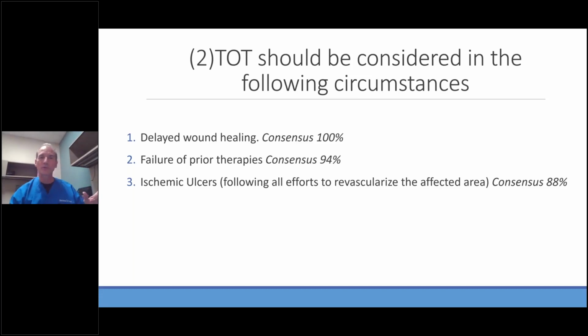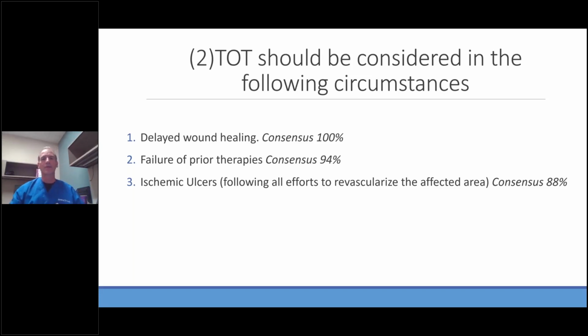The Delphi group was the picture I just showed you, all the key opinion leaders that we invited to that meeting. There were 38 who showed up, and then there were additional individuals that couldn't make it who participated in the Delphi as well. But everyone agreed. Delayed wound healing is when we should be looking to use topical oxygen therapy. And then failure of prior therapies. That's similar, 1 and 2 are pretty similar, but a high consensus.